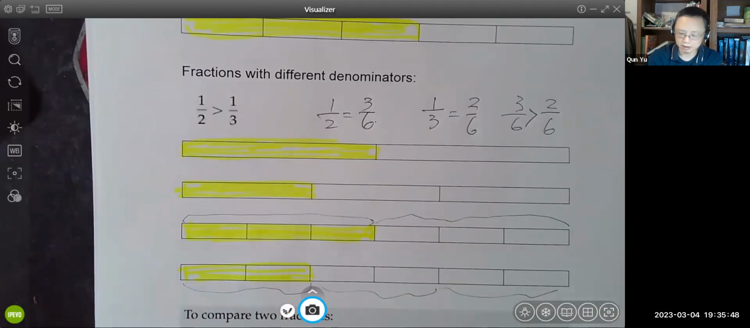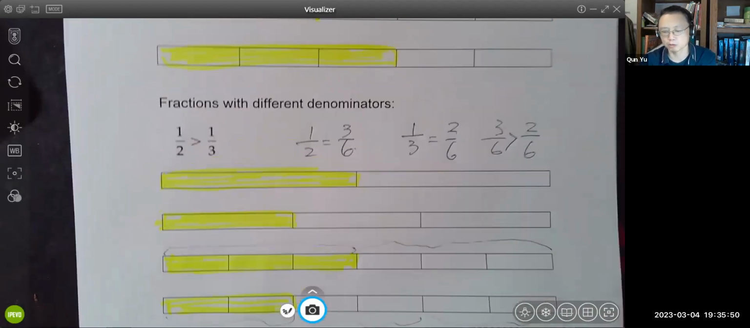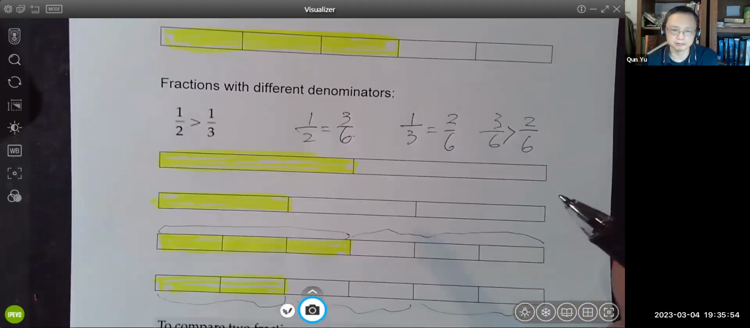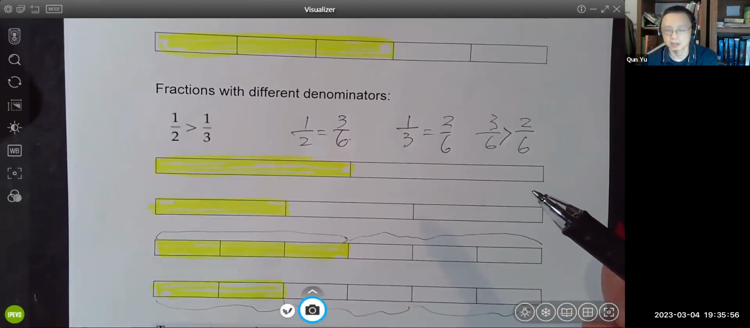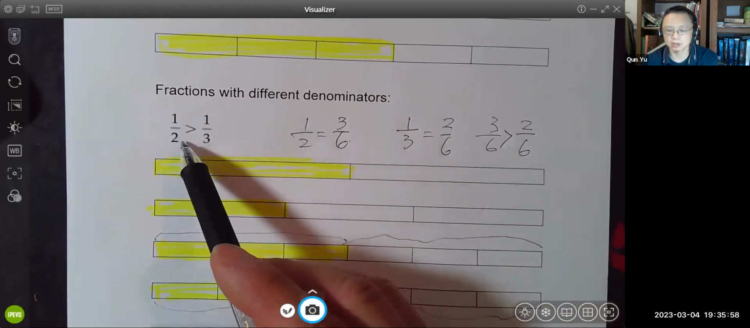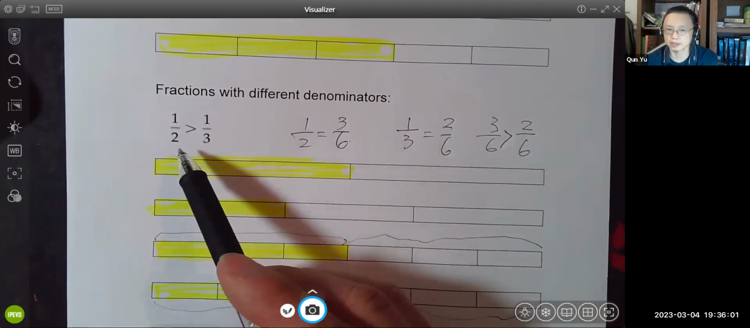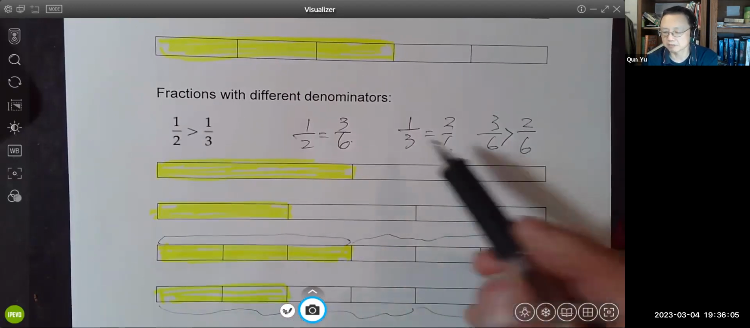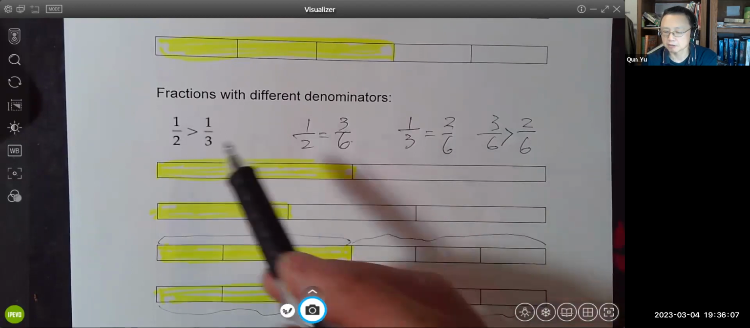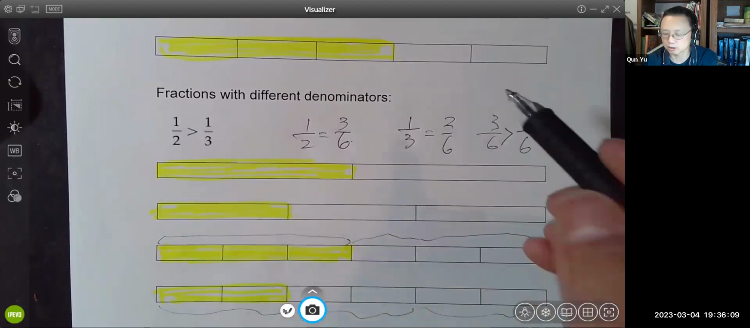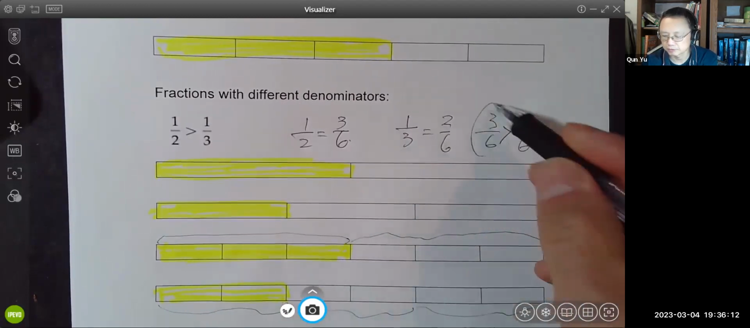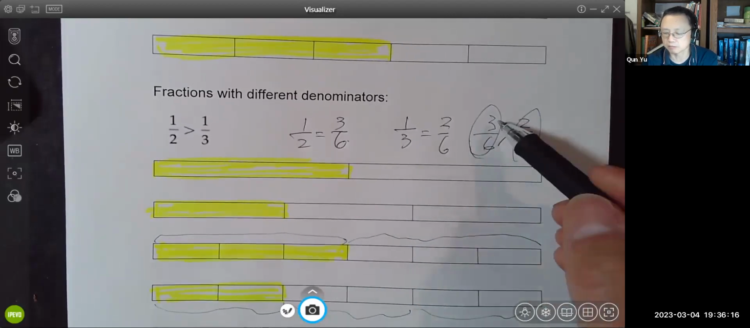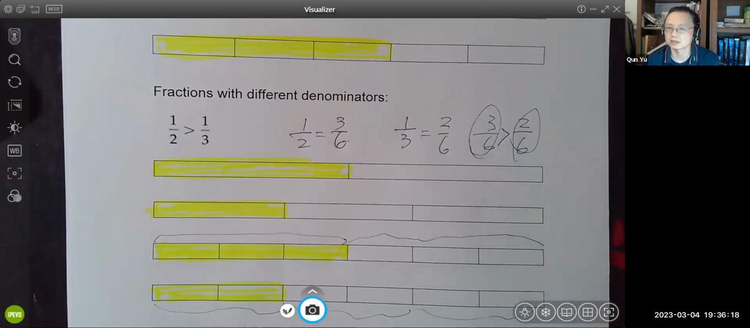So what is the takeaway point? The takeaway point is that first, we don't need to draw this. That's just for teaching purposes. The conclusion is that in order to compare two fractions easily, which one is bigger, which one is smaller, we want to have the same denominator. In other words, we convert each fraction to its equivalent with the same denominator. Then we just need to compare the numerators. Easy to do.